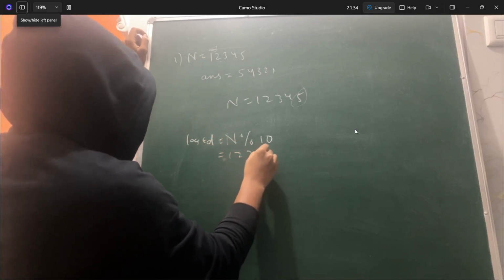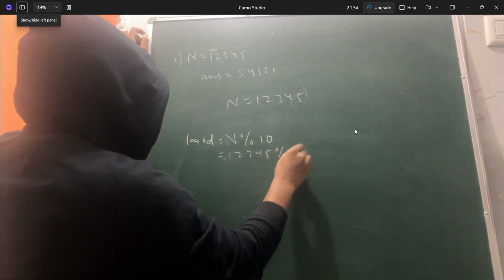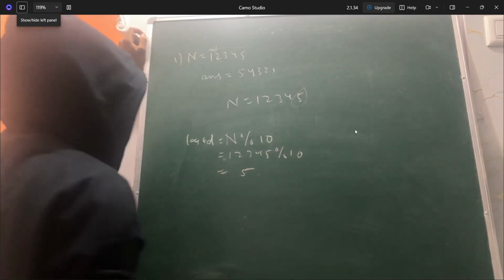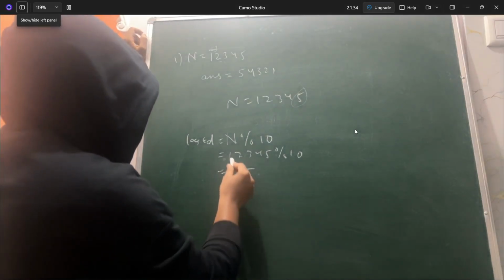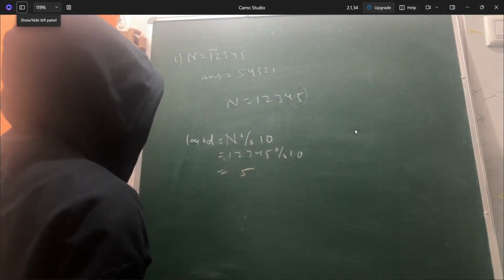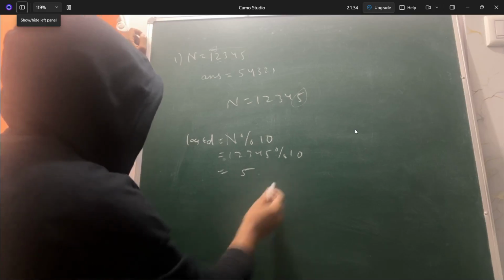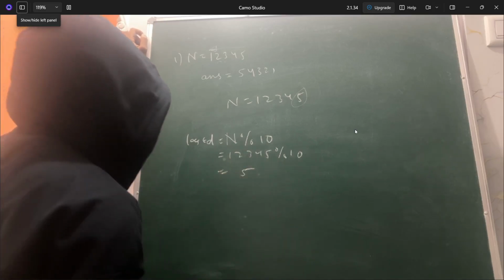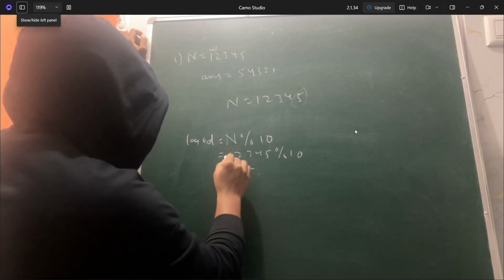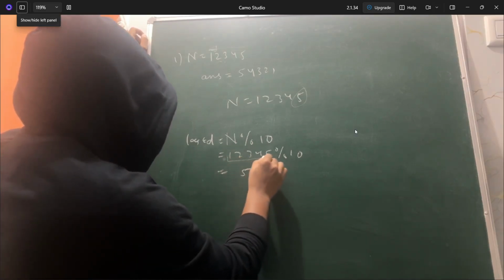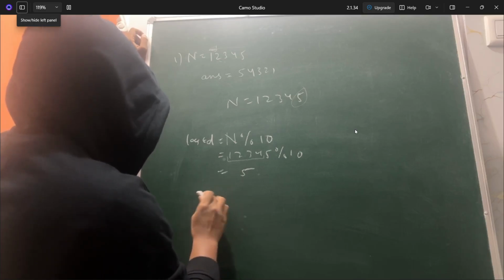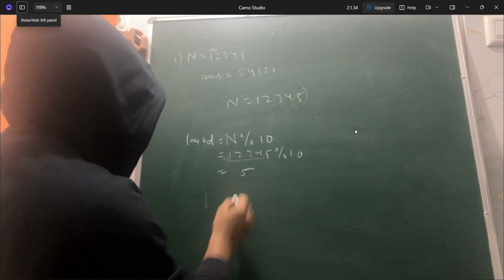So 1 2 3 4 5 we have. If you do modulo 10, this will give the answer as 5. Basically it will divide 1 2 3 4 5 by 10. Why 10? Because it is the decimal number system. So this will divide and the quotient will be 1 2 3 4 and the remainder will be 5.